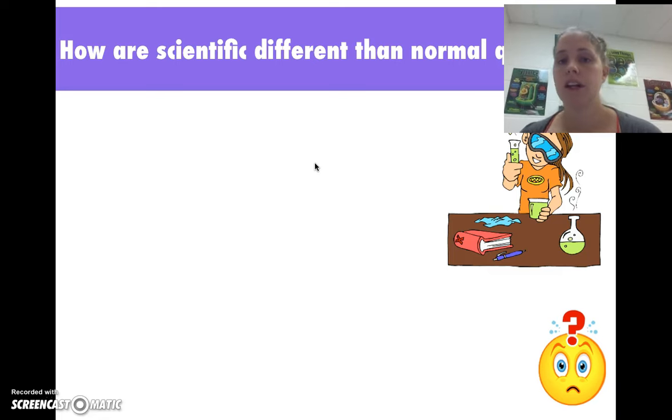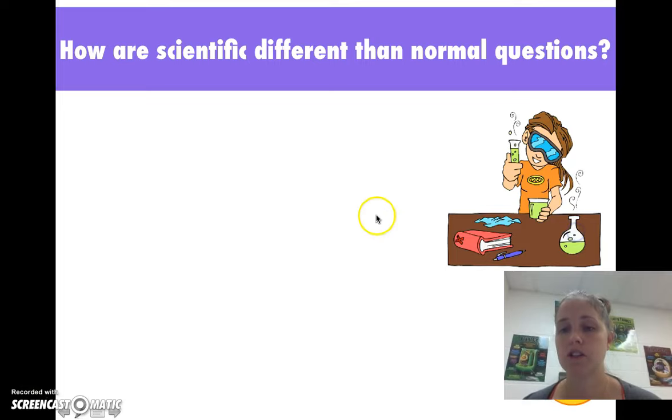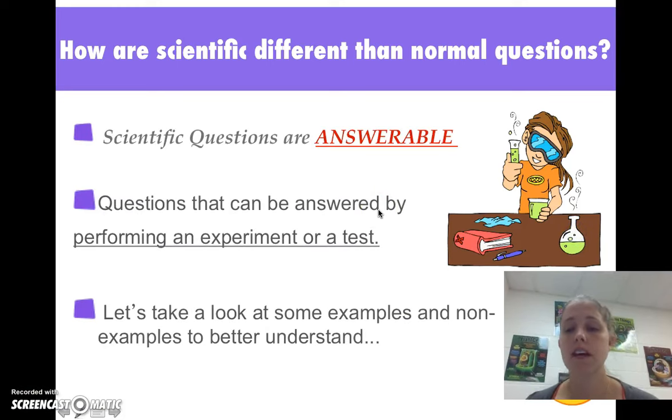Okay. Now, how are scientific questions different than normal questions? Well, scientific questions are answerable. That means that they have an answer that we can find, and we can find them by performing an experiment or a test. So we're going to look at some examples to better understand.